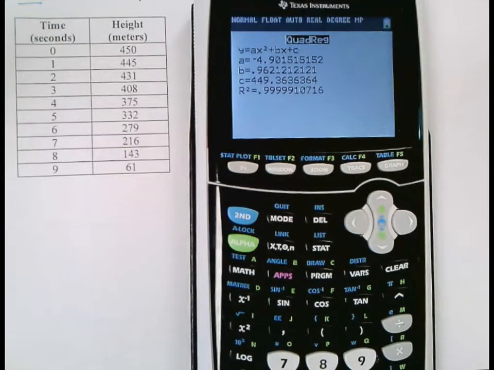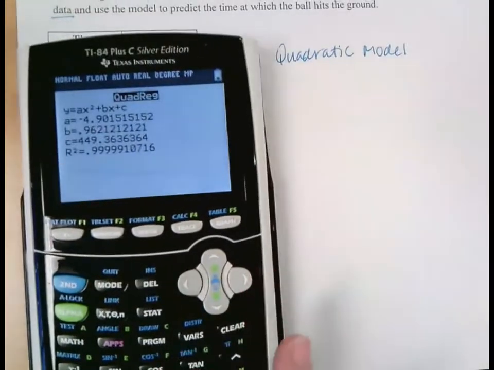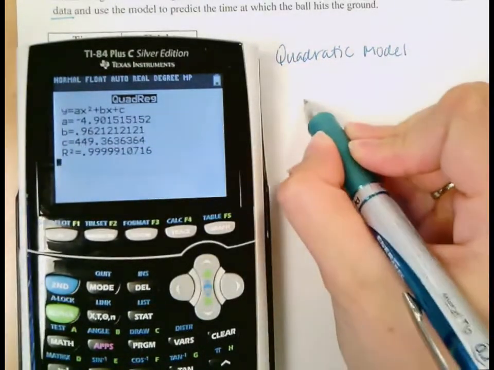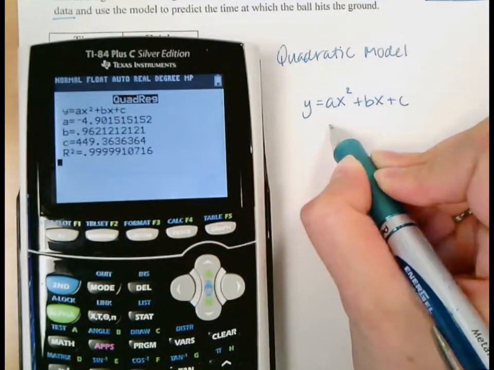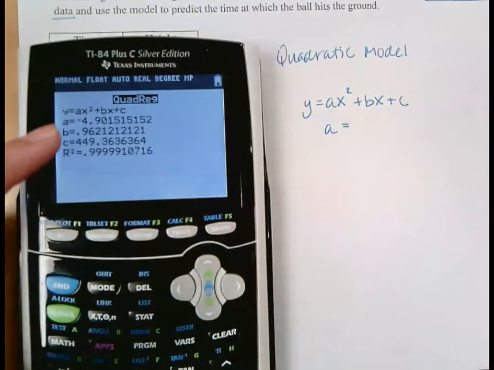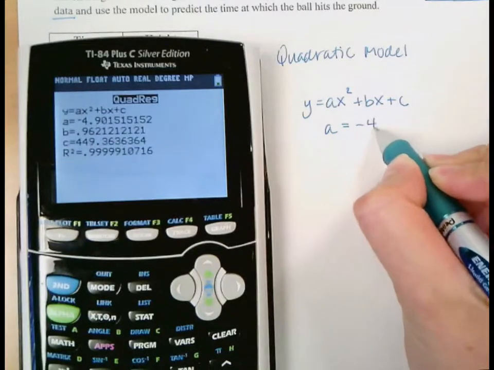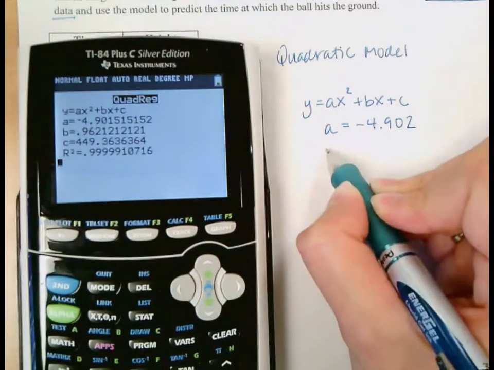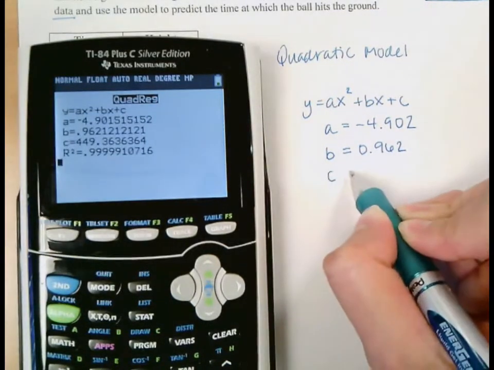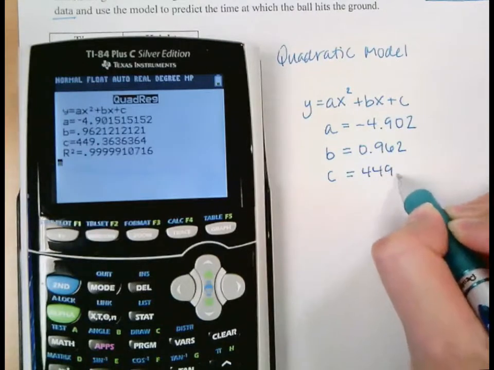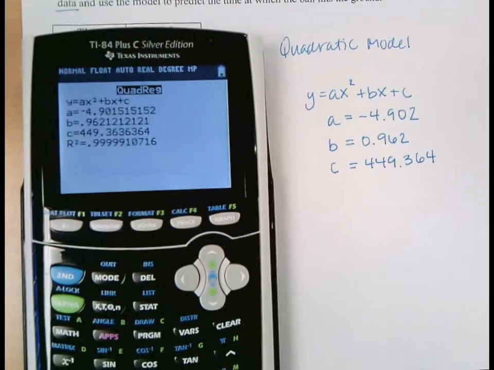So now we have the quadratic regression. Actually, I'm going to make a note of what these values are. So we have y equals ax squared plus bx plus c. Now I'm just going to write down each of these to 3 decimal places. So a is about negative 4.902. b is about 0.962, and c is approximately 449.364.